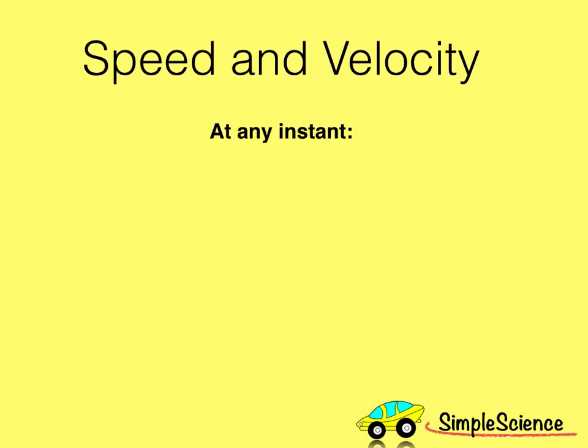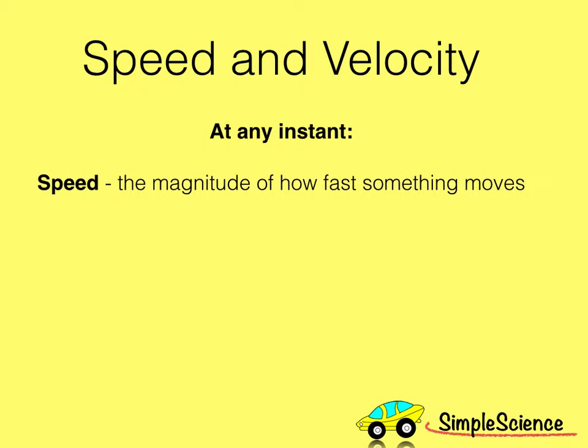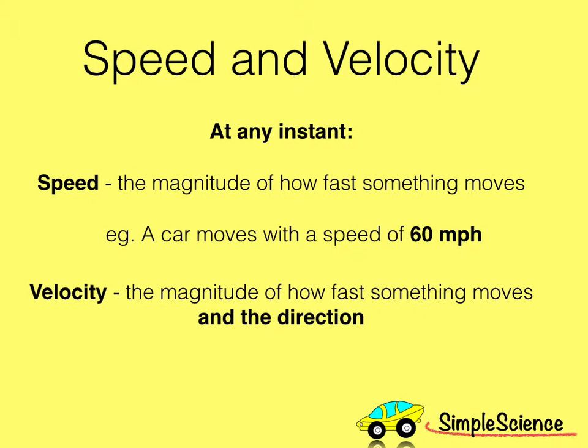A very important concept we need to grasp is rather simple, and that is instantaneous speed and velocity. This helps us distinguish between the two. Speed at any instant is the magnitude of how fast something moves. When you're quoting something's speed, you only quote its magnitude. I mean, that's common sense, right? You can say a car moves with a speed of 60 miles per hour. You're only quoting its magnitude, not its direction.